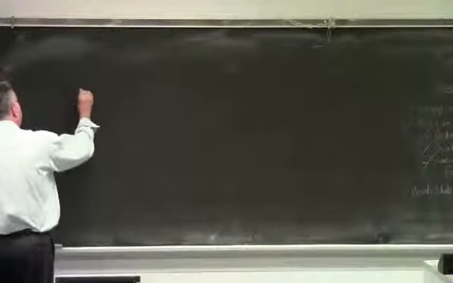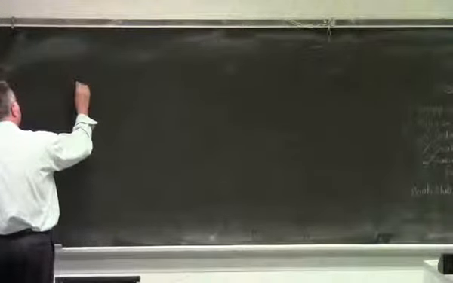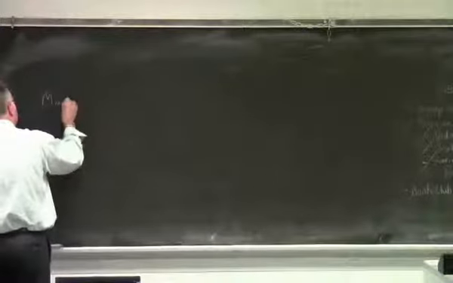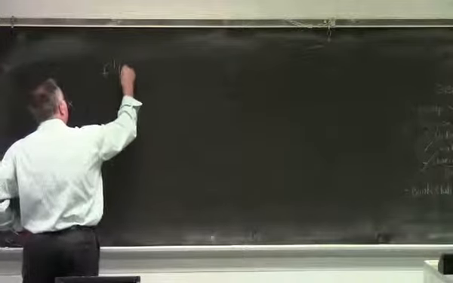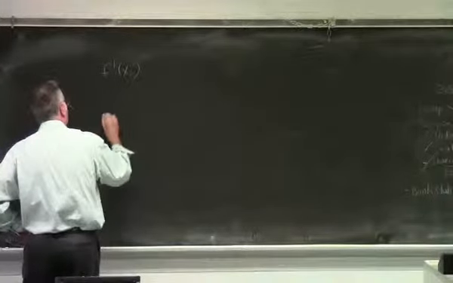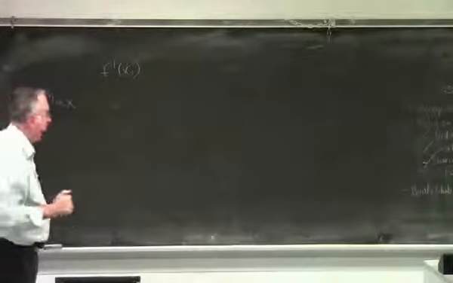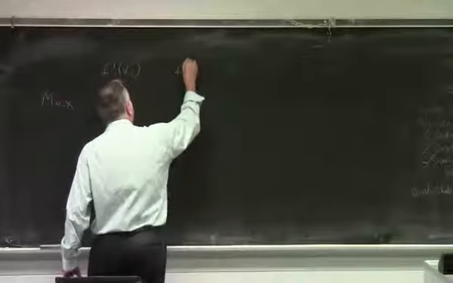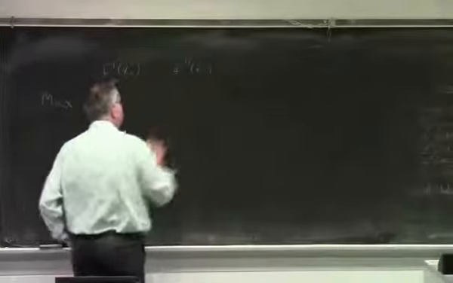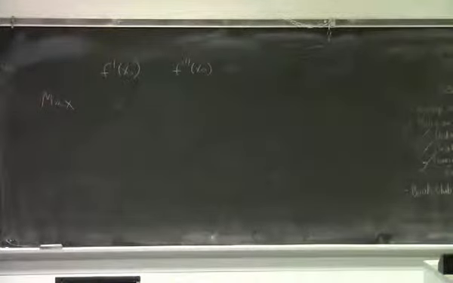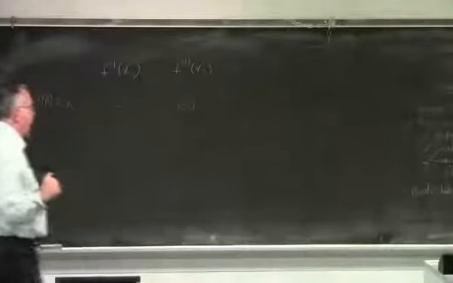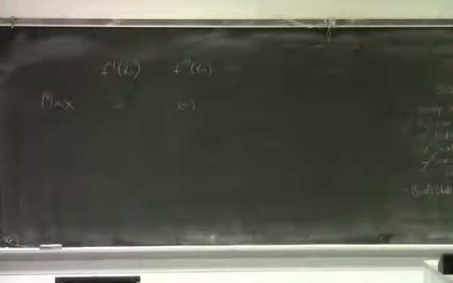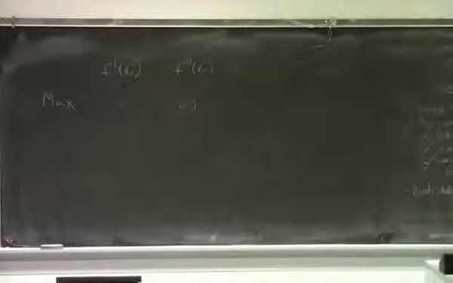In order to have a maximum, the first derivative at the critical value of x has to be 0. And a sufficient condition, this is the second derivative test, for a maximum is that the second derivative be negative. If you have this pattern, 0 first derivative, negative second derivative, that guarantees a maximum.